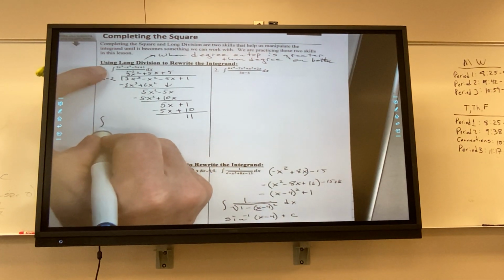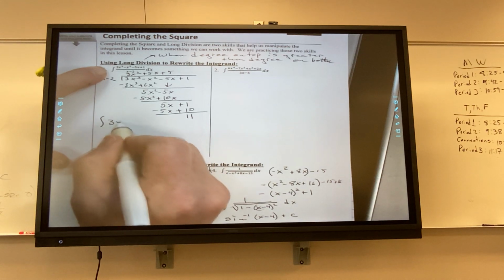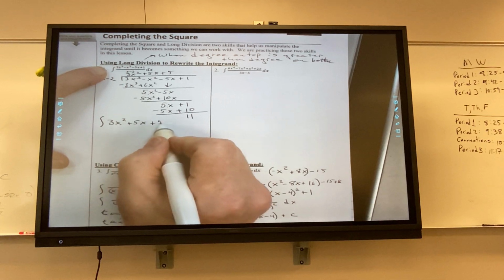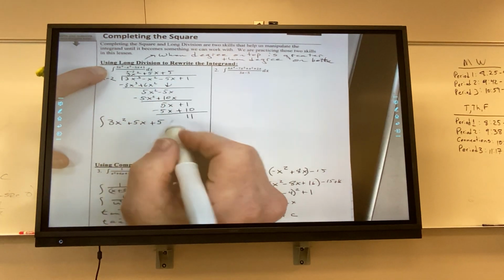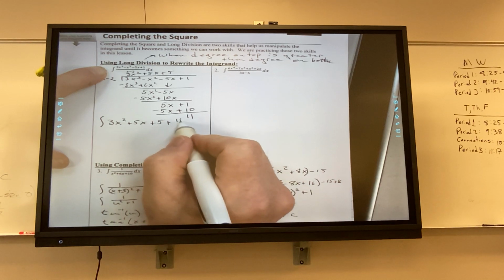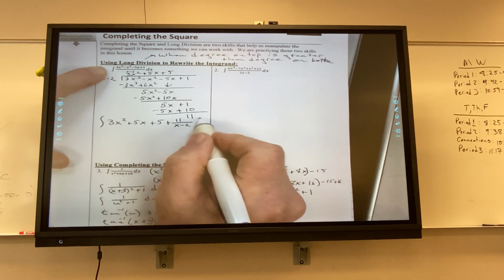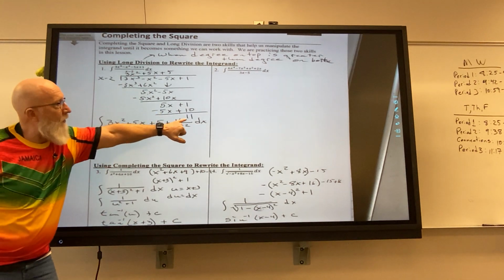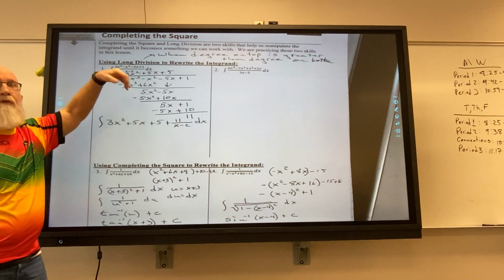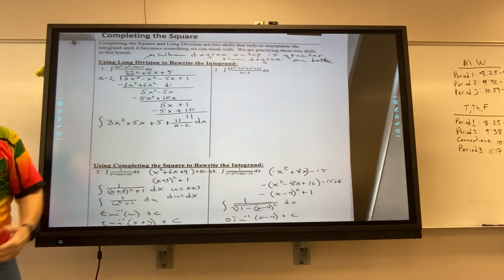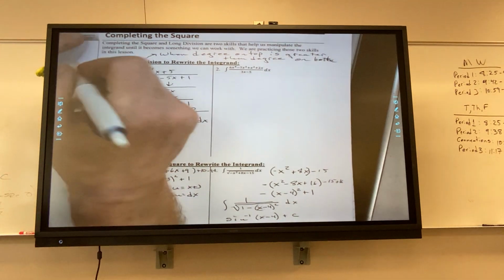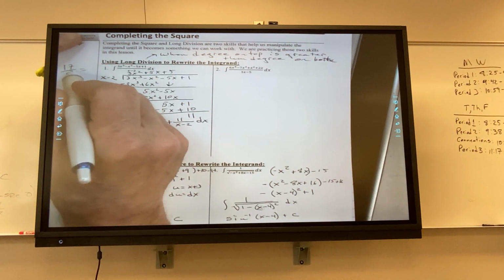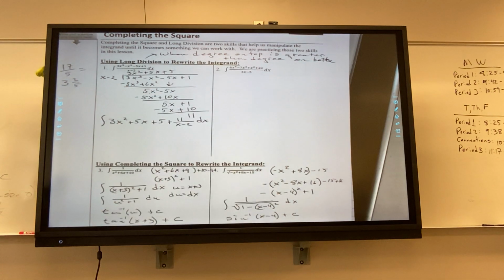3x squared plus 5x plus 5, because that's my quotient, plus the remainder, which is 11 over x minus 2 dx. So I take this remainder and I put it on the divisor. Just like when you take, let's say I have 17 over 5. That goes in there 3 times, I get a remainder of 2 and I have 2/5. Remember doing that a long time ago? Okay, I'm doing the same thing here.